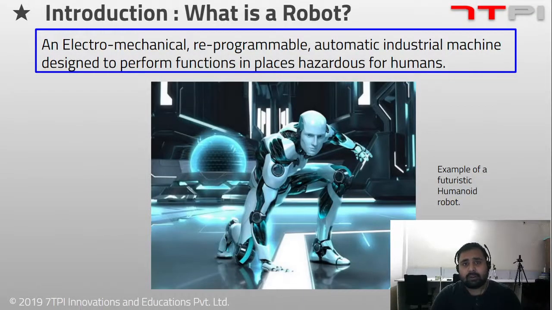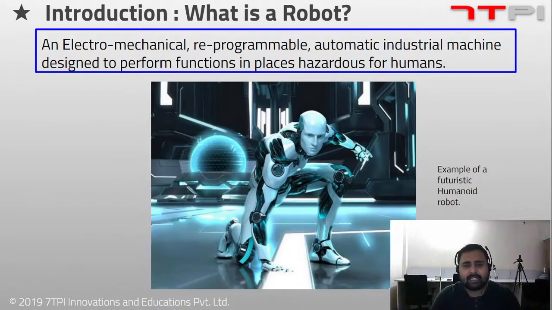Now, what is a robot? This is the most common term which we have heard for a few decades. For a specific definition, a robot is an electromechanical machine which is reprogrammable, and it is mostly used as an automatic industrial machine, or designed to perform hazardous tasks for humans. So this is quite a difficult definition for a robot, so we'll see it in a much easier way.